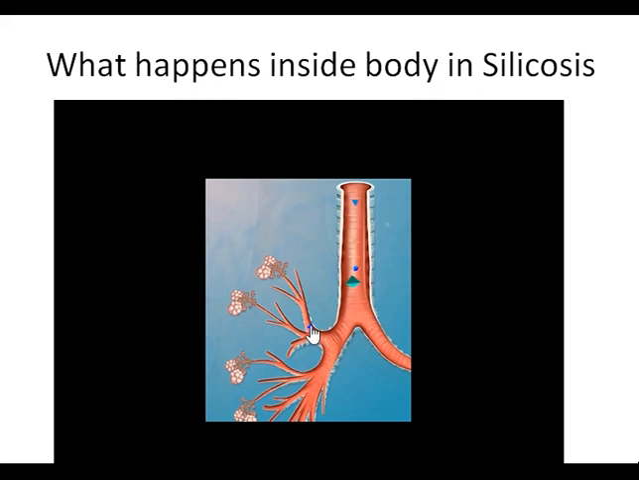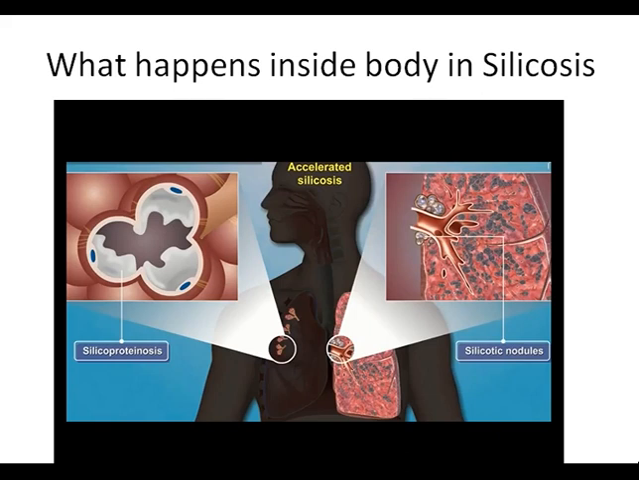So the blue particles can reach the extreme ends of the bronchi, but the green particles, being coarser, cannot reach to that extent. So what happens as the blue particles reach the extreme end? Observe that it is reaching the extreme end. This is the consequence. As the blue particles reach the extreme ends, at the extreme end there are the alveolar sacs, so it develops into silicoproteinosis.